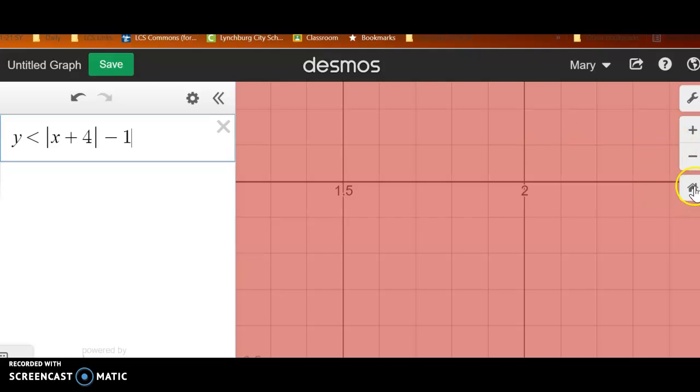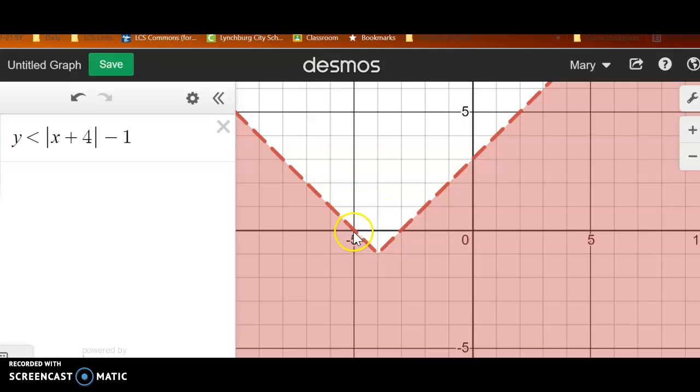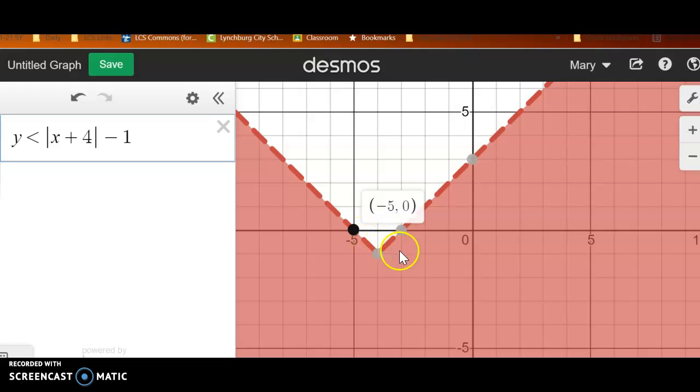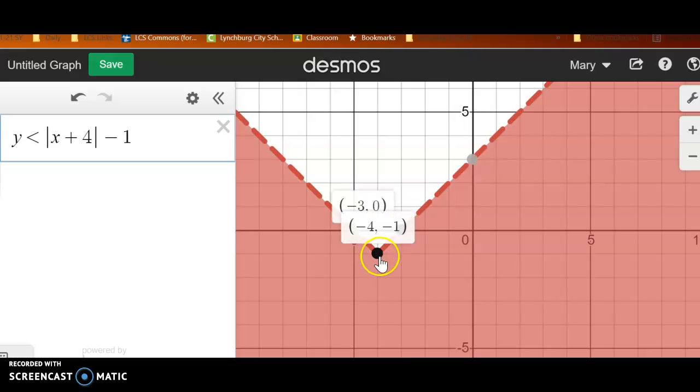All right, so I'm going to go back to my home and I'm going to zoom out. So this is the graph that I have. It crosses at -3, 0. It crosses at -5, 0. And my vertex is located at -4, 1.